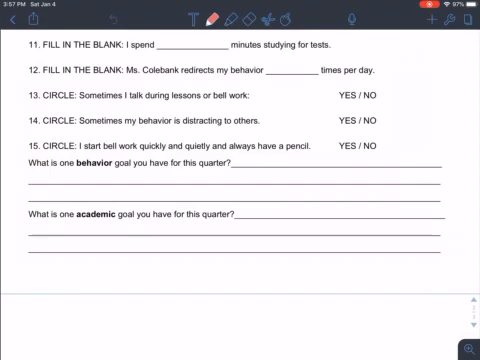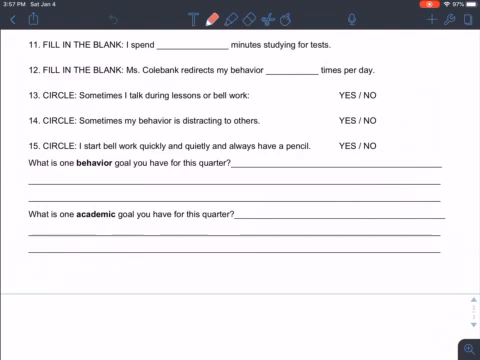Okay? Some of you already have that down, so maybe you're going to say, I'm going to try not to call out, or I'm going to try not to talk to this person, or I'm going to try to never lose my notes, or something like that. Okay? And then the second one, what is one academic goal you have for this quarter? So that can be like, I want no missing assignments, or I want to get a B in this class, or I want to pass all of the tests, or I want to get an A on all of the tests, things like that, okay?